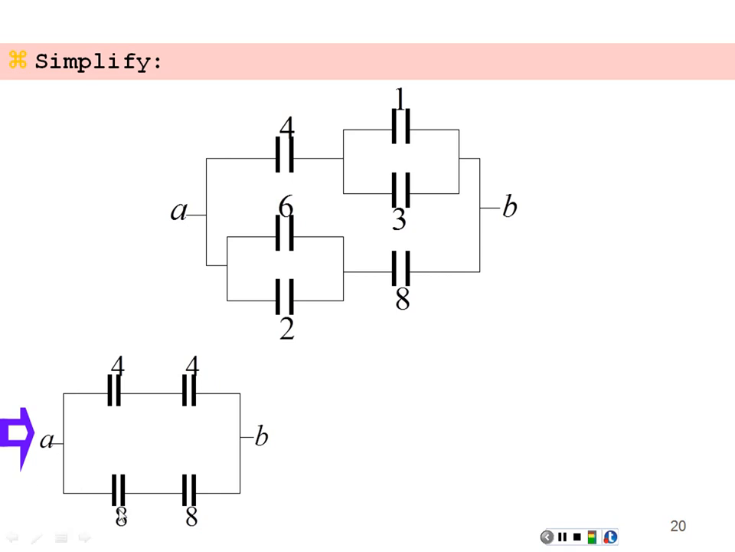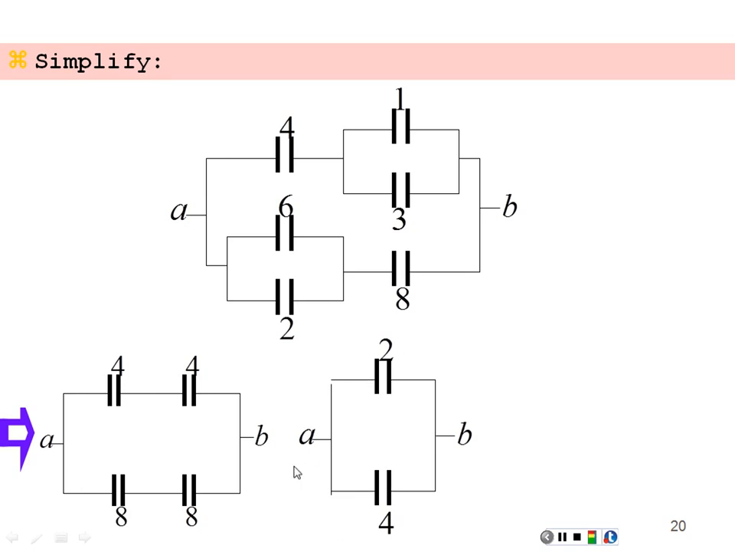And for the series combination of the 8 and 8, we could do 8 times 8, 64, over 8 plus 8, 16, which is 4. So we would get a 2 and a 4. Or since they were equal, we could have done C divided by N. So it would have been 4 divided by 2 and 8 divided by 2, giving us 2 and 4 respectively.